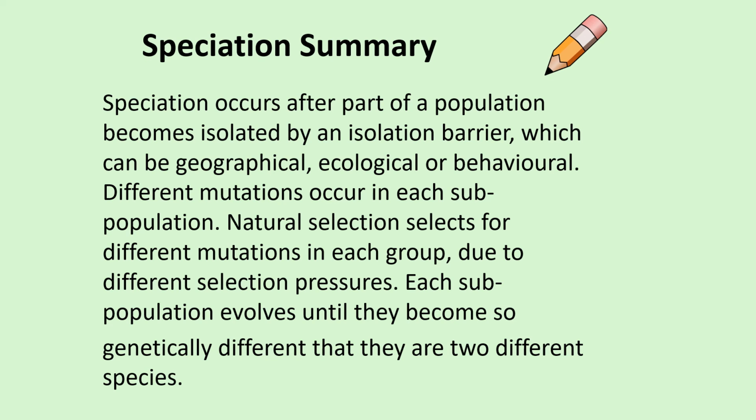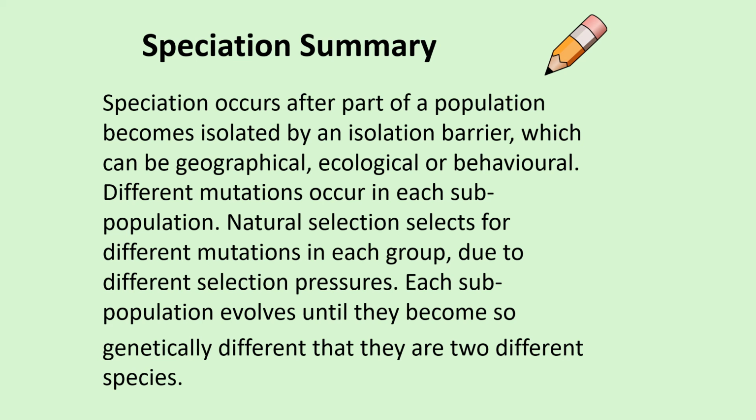It says that speciation occurs after part of a population becomes isolated by an isolation barrier, which can be geographical, ecological, or behavioral. Different mutations occur in each of these subpopulations. Natural selection selects for different mutations in each group due to different selection pressures. Each subpopulation evolves until they become so genetically different that they are two different species. So make sure you write this out over and over again and learn it off by heart.